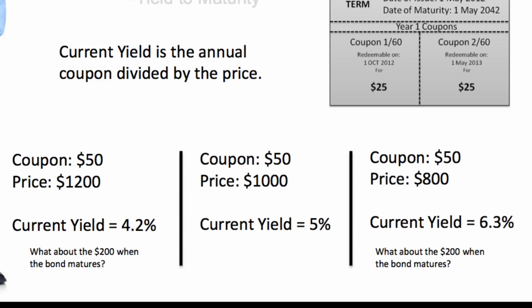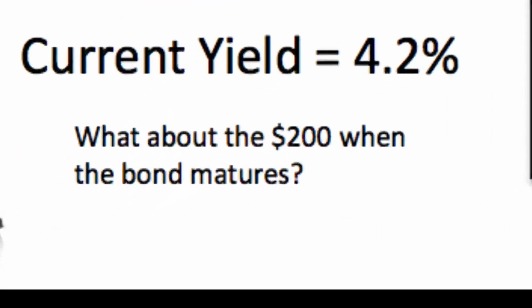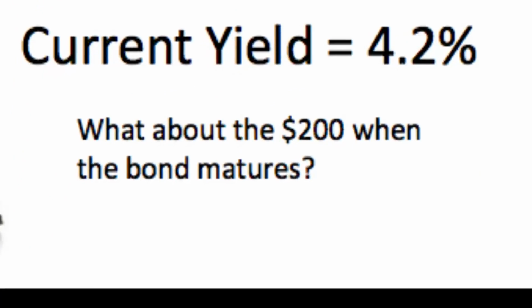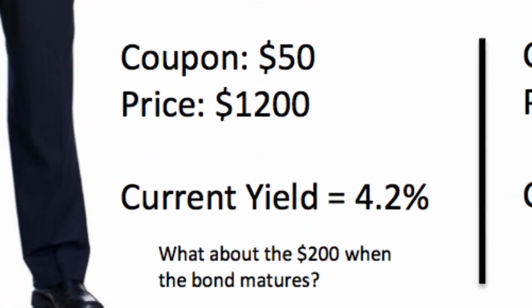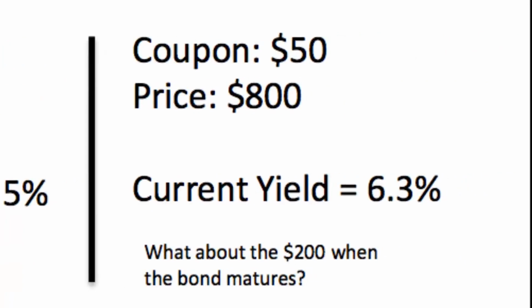Okay, so as you can see, let's look at this first one where let's just say Jesse bought this for $1,200. The current yield on that is 4.2%. But what about the $200 that he's going to lose when this bond matures? Because we know whenever the bond matures, he's only going to get $1,000 back because that's the par value. So this does not account for that $200 loss that he would have whenever he would go to sell the bond.